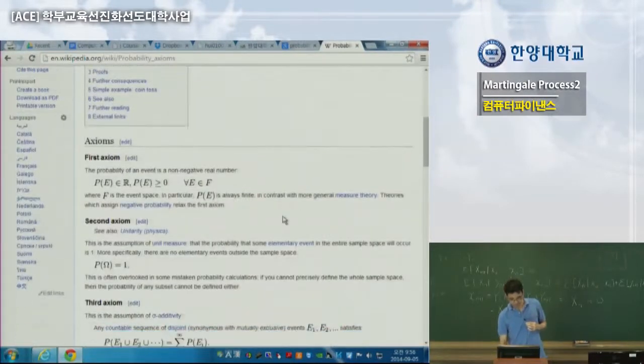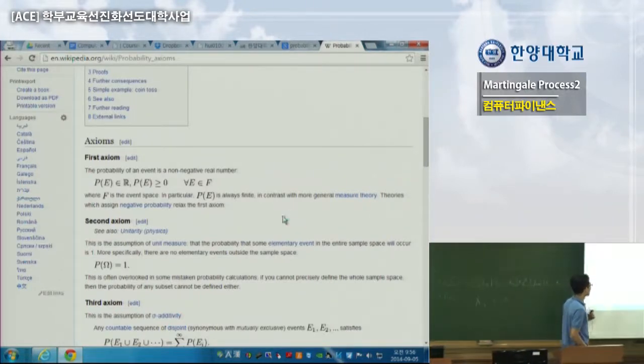Axiom 1, okay? Axiom 1 is that probability is a function with non-negative values. So there is nothing like a probability of minus 0.3. There is no such thing because by axiom, probability should always be non-negative. So the first axiom is that probabilities should always be non-negative.